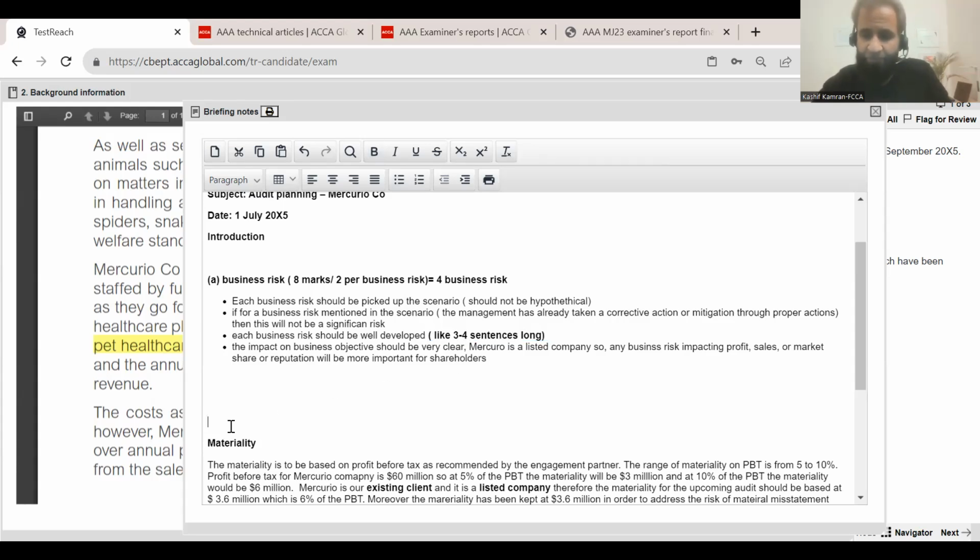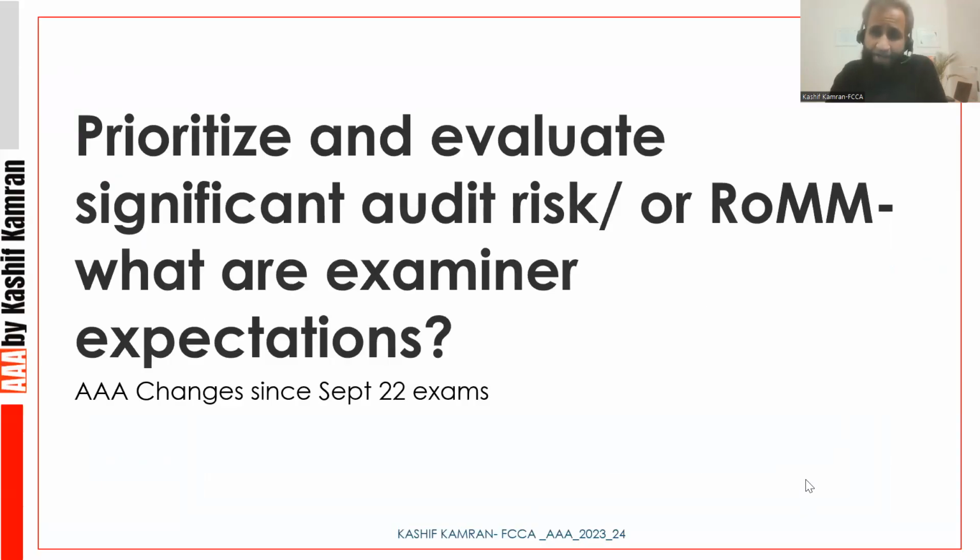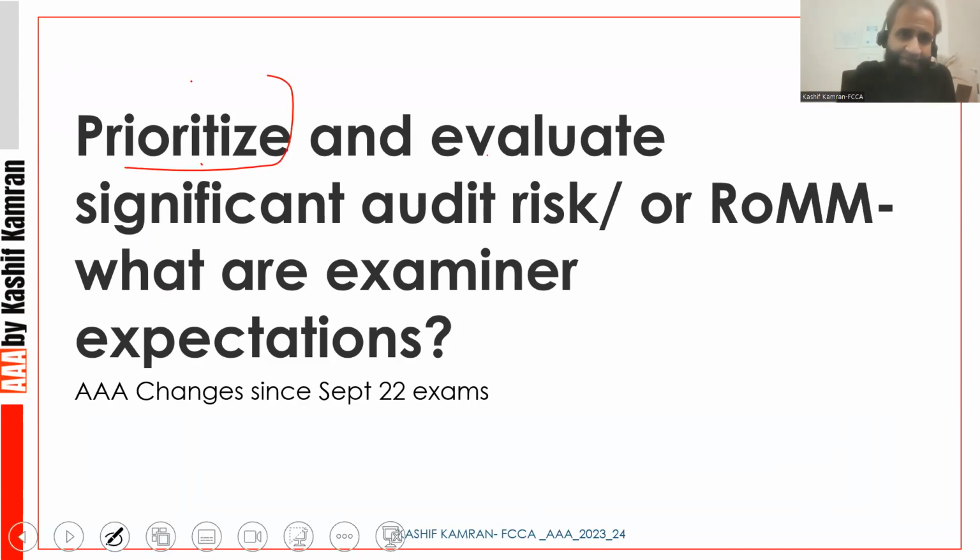What are significant business risks? I hope you got some examples of that, and you would do the best here. Okay, moving back to the presentation then. The third change is the bigger one, where we need to prioritize and evaluate the significant audit risk. Now, two things coming here. Prioritize is number one, and significant is number two.